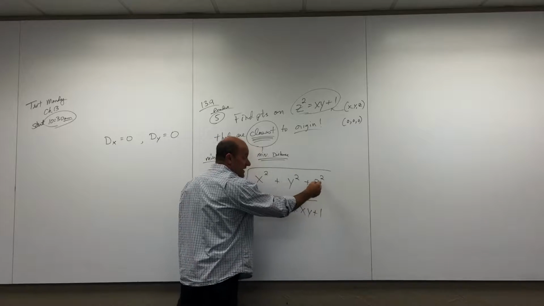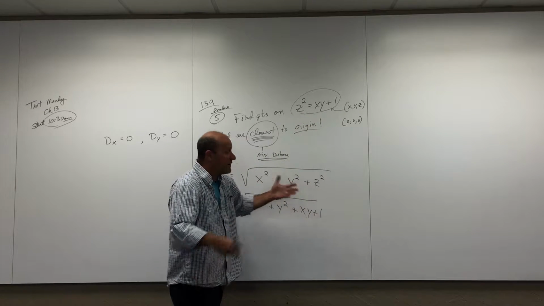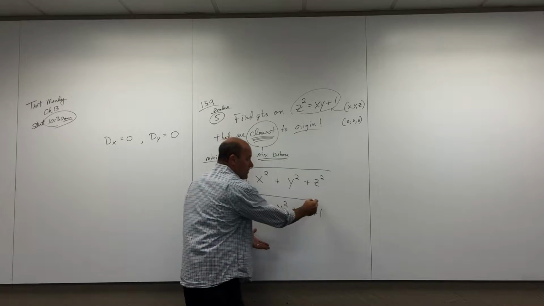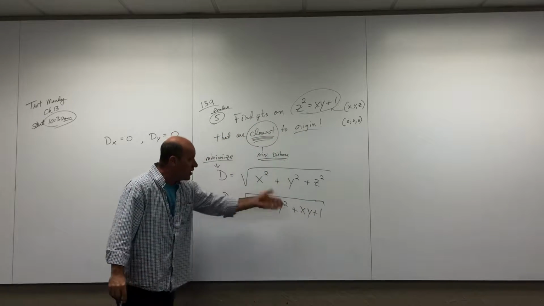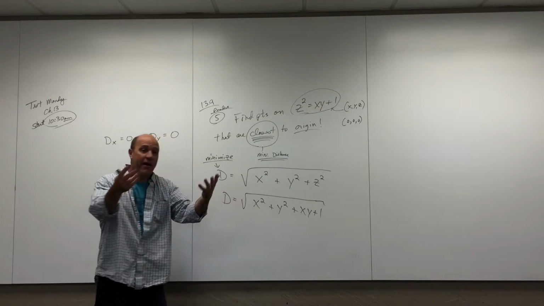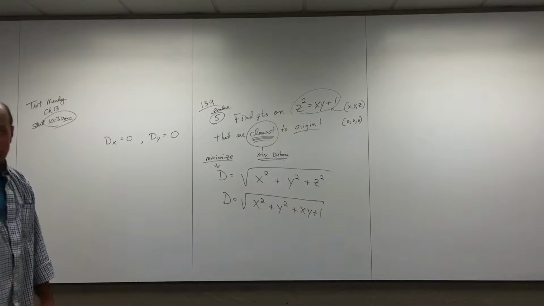My z squared is xy plus 1. If you live on this surface, your z squared is this. And so that was the condition: my point did live on this surface. So cool, I was able to substitute that, and now I have a function of 2 variables. Okay, I got another idea here.